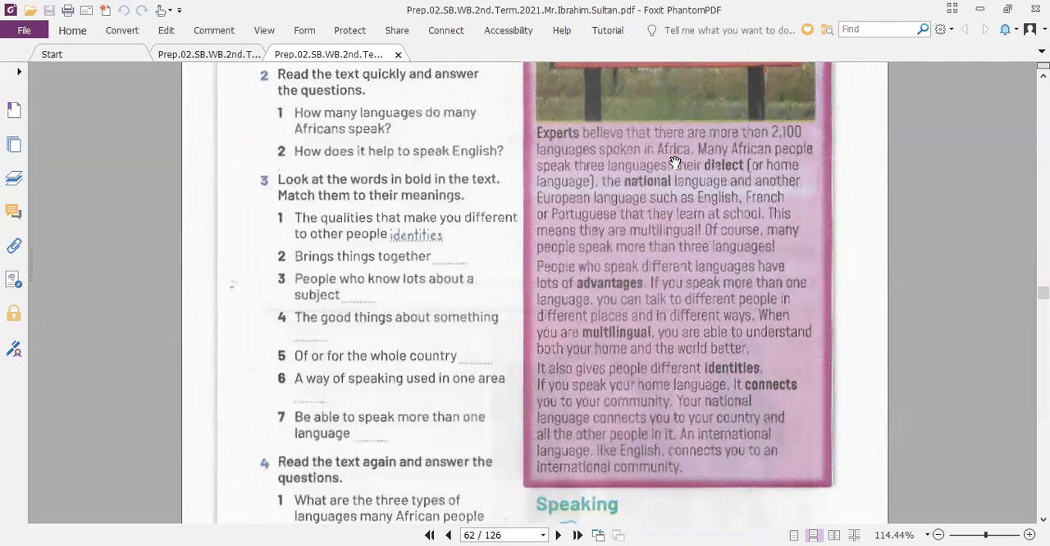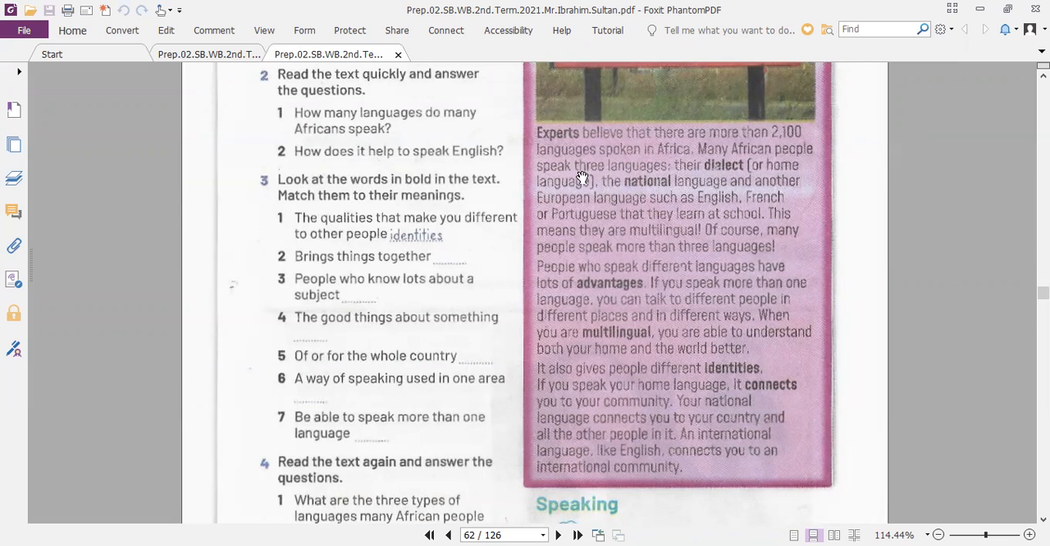What do I mean by experts? Does anyone know what expert means? Expert is someone who has a lot of skill and knowledge about something. Expert. Experts believe that there are more than 2,100 languages spoken in Africa.